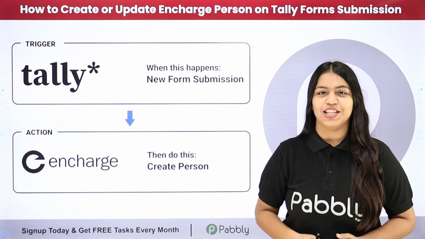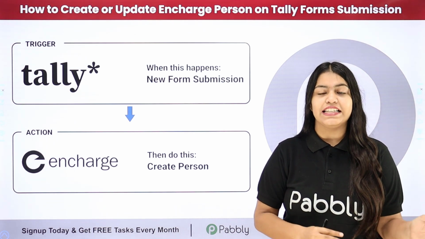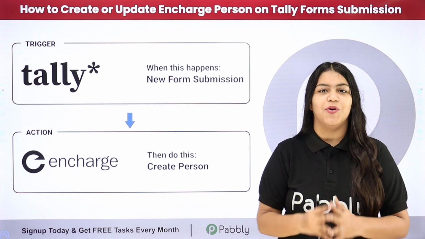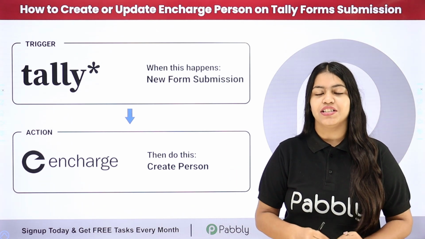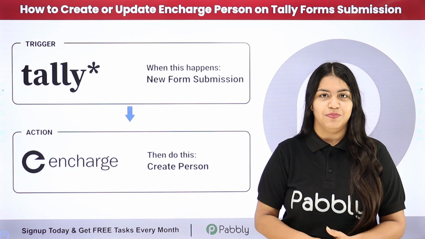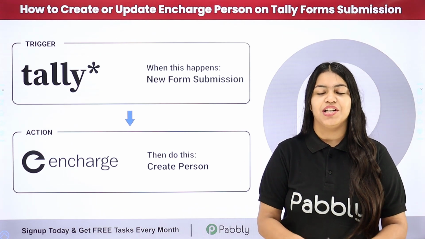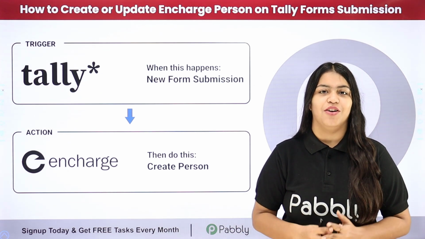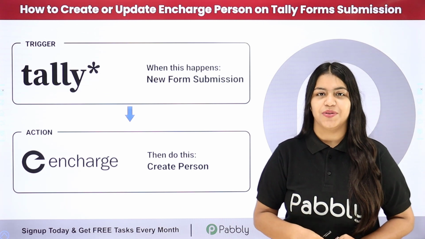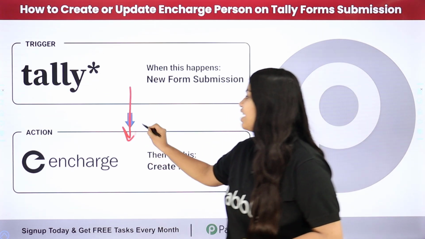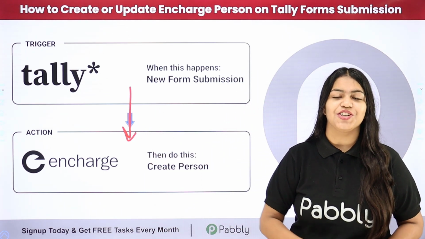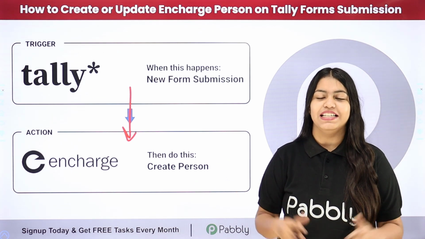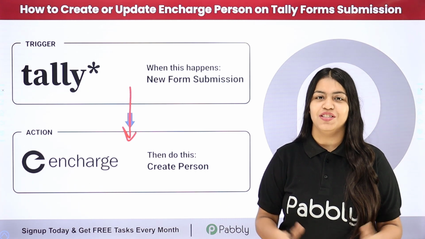So over here I'm running an edutech company and we gather the details of our potential clients with the help of Tally Forms. So now what I want is that as soon as a potential client fills in a Tally Form, automatically with the help of the same potential client details, a new person should be created in my Encharge account too. So to do this, we are going to create a connection between Tally Forms and Encharge. To create this connection without knowing any programming or coding language, we are going to use Pabbly Connect. It is an amazing automation software.